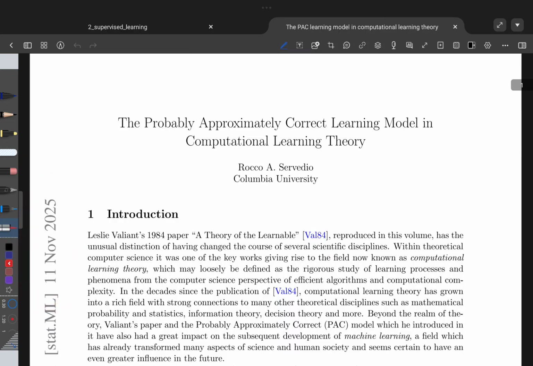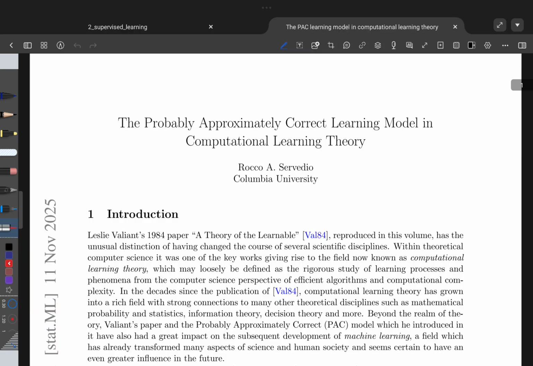It was uploaded on the 11th, and it gives a very nice survey of what is known on PAC learning models. Of course, it can't cover everything that is known. It focuses only on certain aspects, particularly an aspect that we didn't focus too much on in this course, and more importantly, the computational aspects.